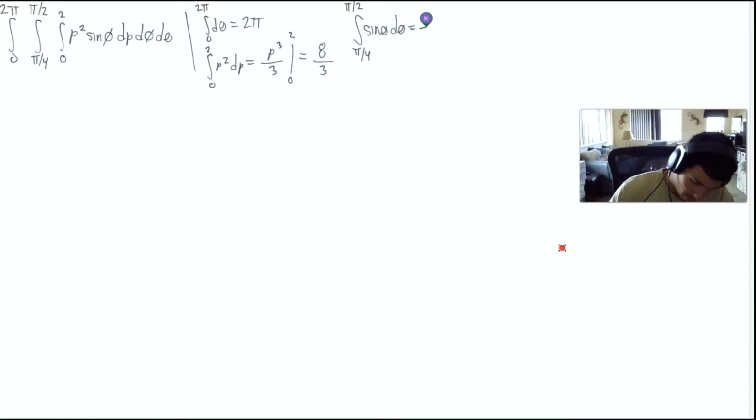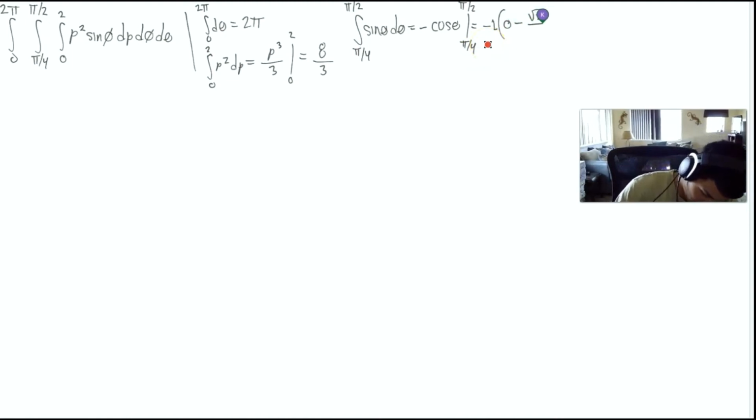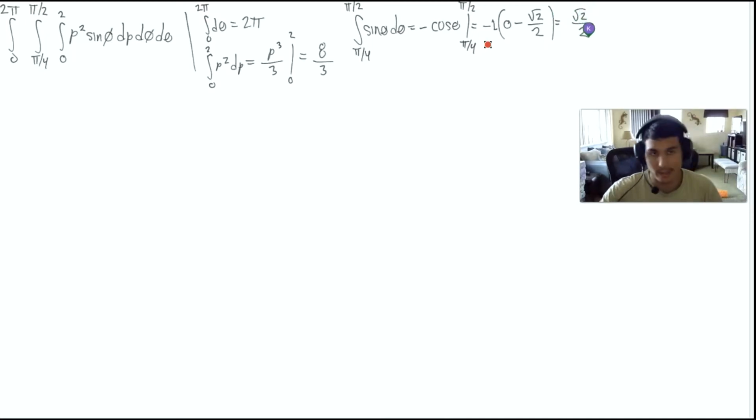We all know that's going to be negative cosine from pi over 4 to pi over 2. And I always have to factor out a negative when I evaluate, because if I don't, I will always mess it up. That's just me personally. If you don't, good for you. Okay, cosine pi over 2, that's definitely 0. Cosine pi over 4, well, we all know that to be square root 2 over 2. Then we could write this whole answer as square root 2 over 2, because negative times negative. So we're going to take this, this, and this, and multiply them all, and that is our answer.